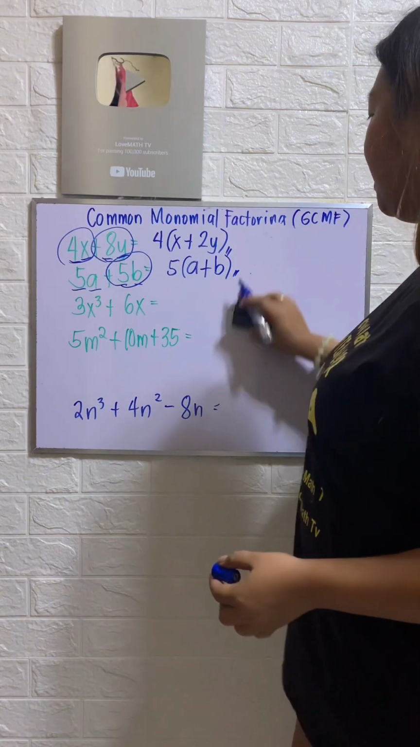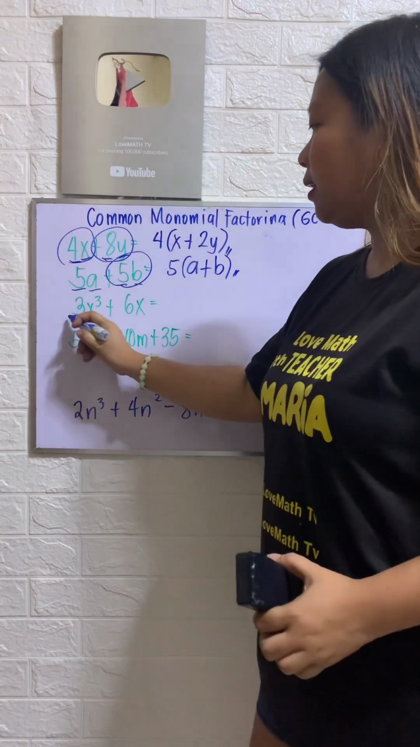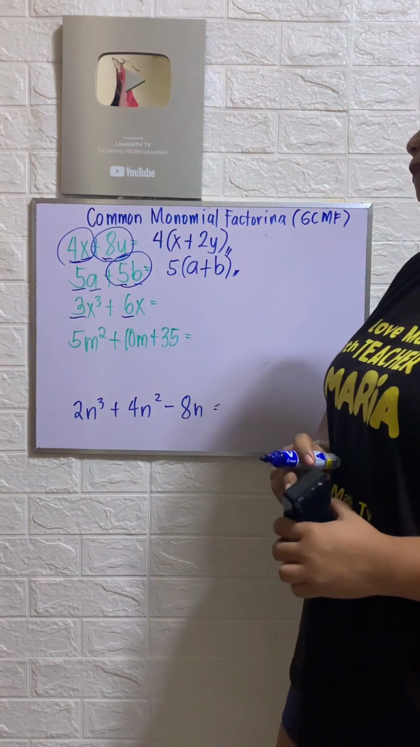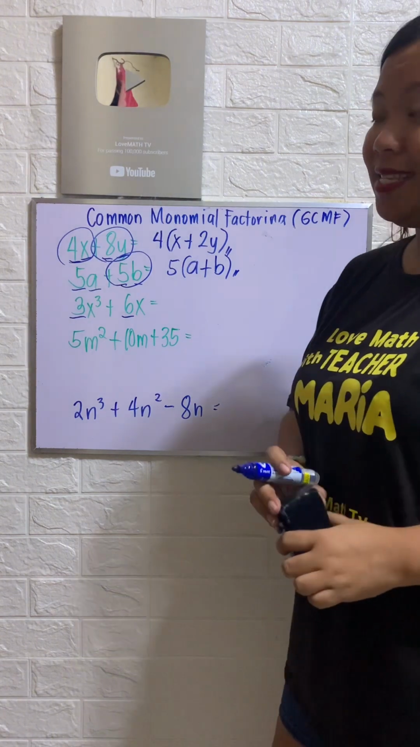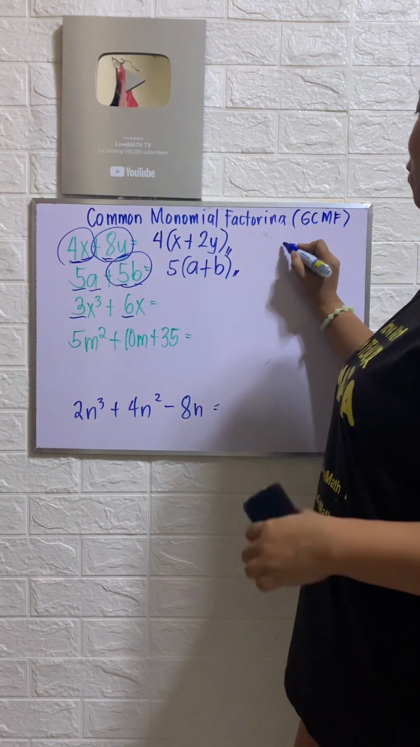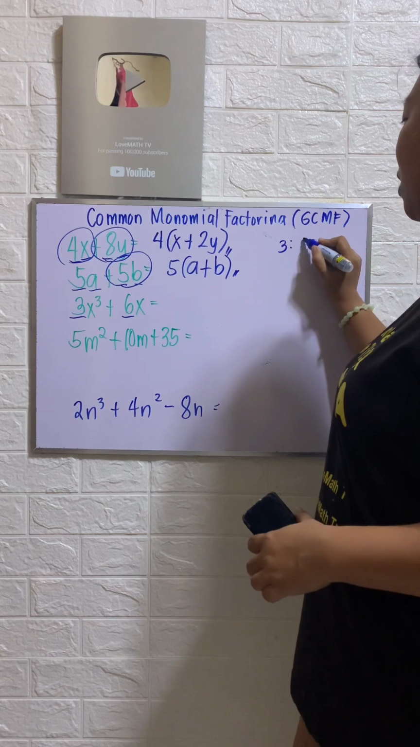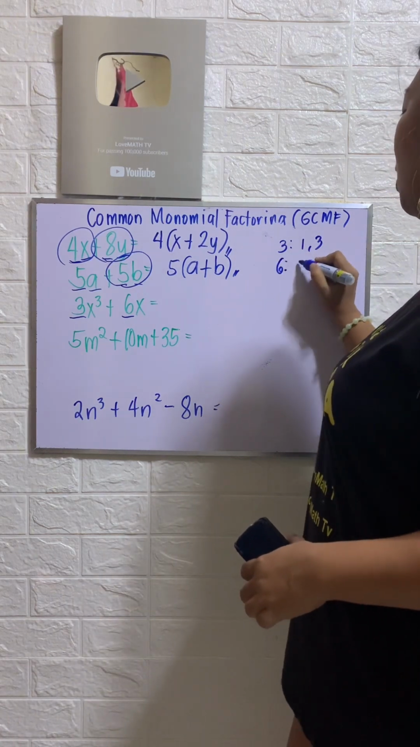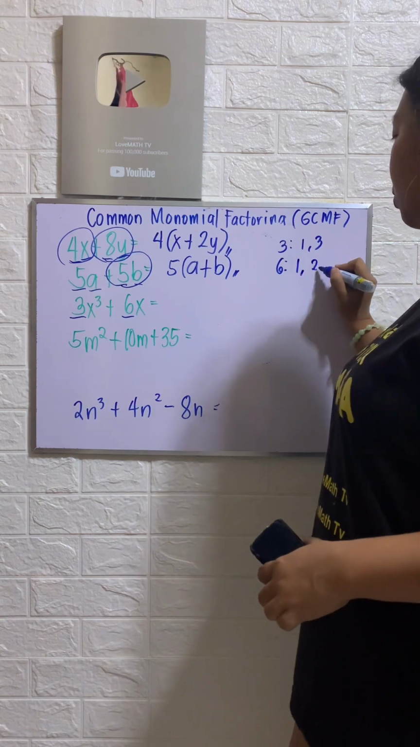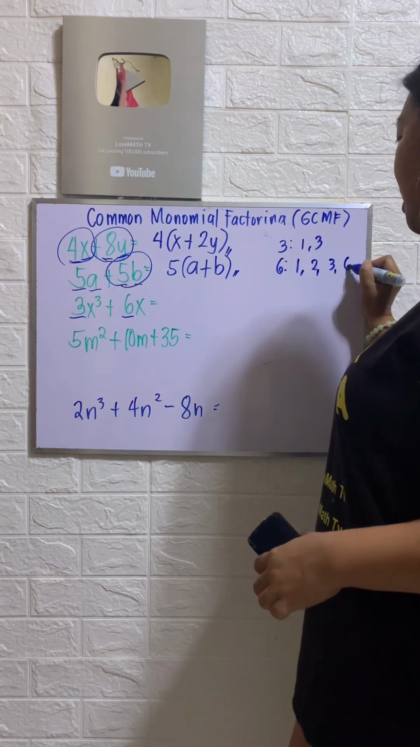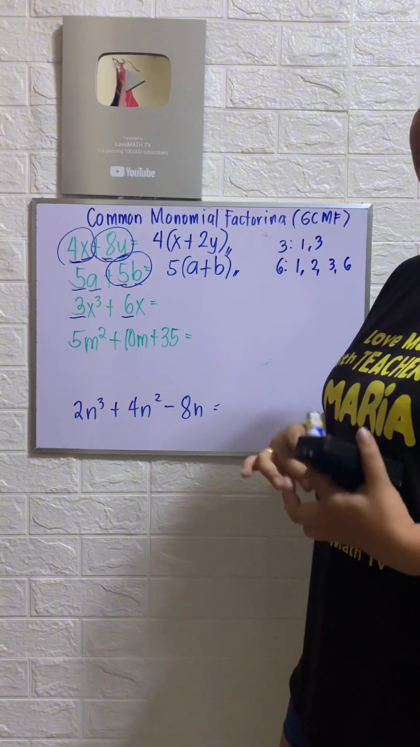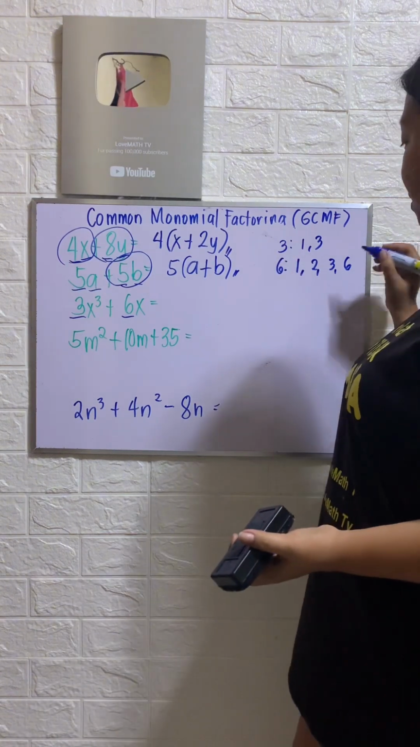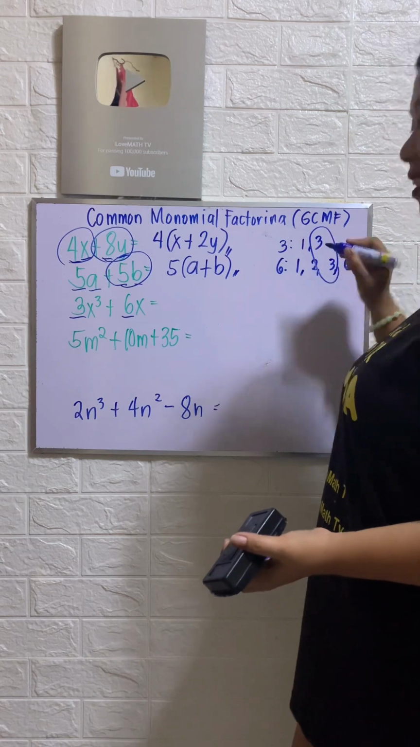Now, let's go for number 3. So, we have here 3 and 6. Okay? So, ano ang common factor ni 3 and 6? If we are going to get the factor of 3, meron ka dyang 1 and 3. Kay 6 naman, meron kang 1, 2, 3, at 6. Pero, ano kaya yung pinakamataas na factor na common kay 3 at 6? Obviously, we have 3. Okay?